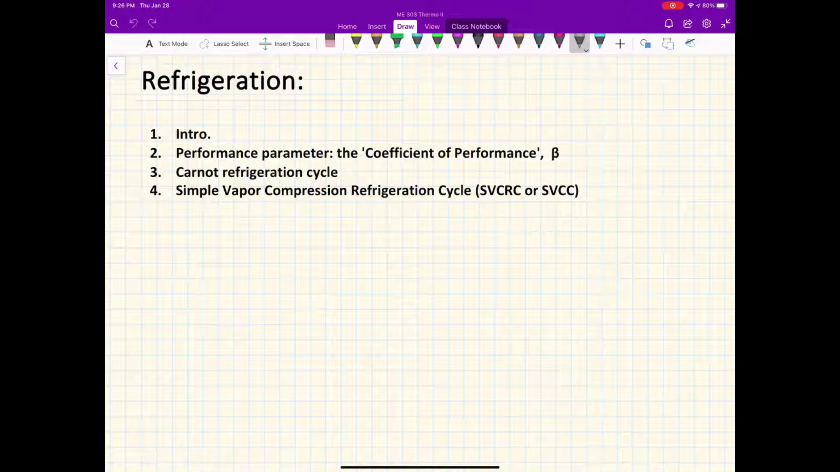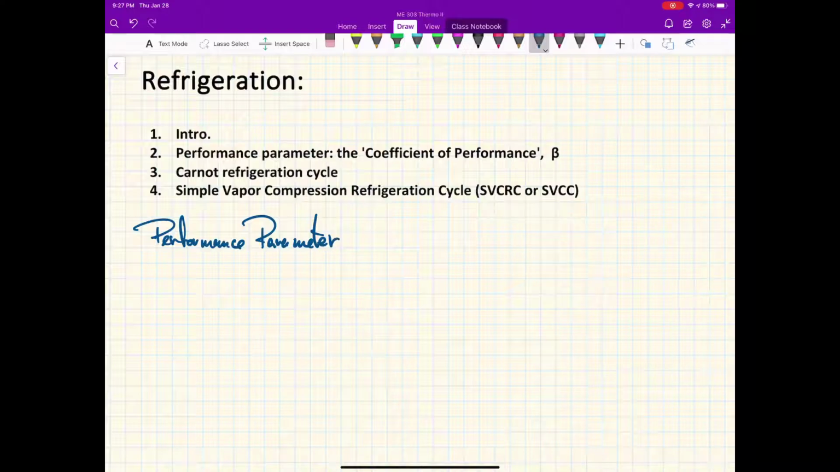And I'll introduce the gold standard cycle that represents the best case scenario for refrigeration cycle, and you may have expected that would be Carnot. Finally, I'll talk about the most prevalent type of refrigeration cycles out there, the one that's being used in your AC system in your car, for example, your refrigerator, your freezer, and many industrial applications, and that is the simple vapor compression refrigeration cycle, which your book calls the SVCRC, but which the HVAC industry typically abbreviates as SVCC for simple vapor compression cycle. All right, let's get started.